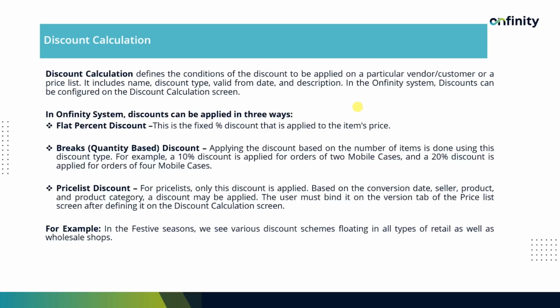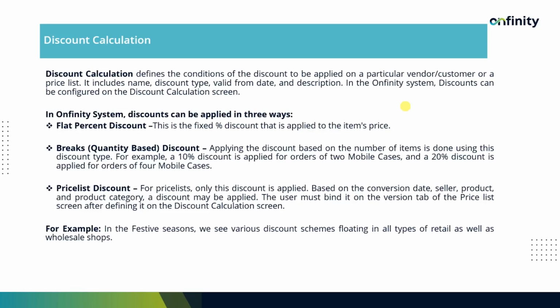In Onfinity system, discounts can be applied in 3 ways. This means there are 3 types of discounts that can be configured. Flat percent discount is the fixed percent discount that is applied to the item's price. Breaks discount is a quantity-based discount where the discount increases with the number of items. Applying the discount based on the number of items is done using this discount type. For example, a 10% discount is applied for orders of 2 mobile cases, and a 20% discount is applied for orders of 4 mobile cases.